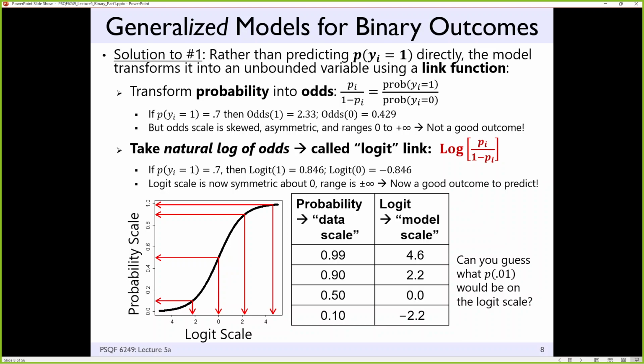So to go from data to model is link. To go from model back down to data is inverse link.